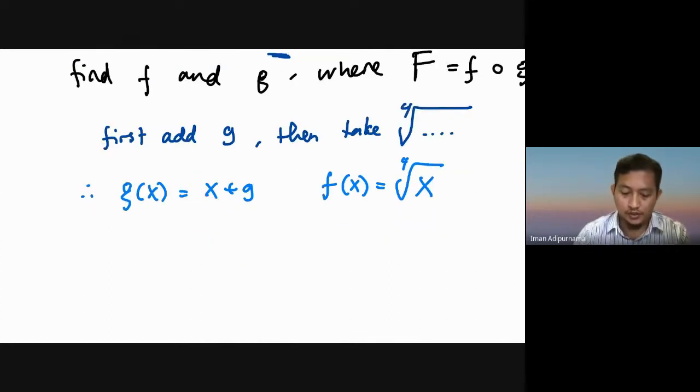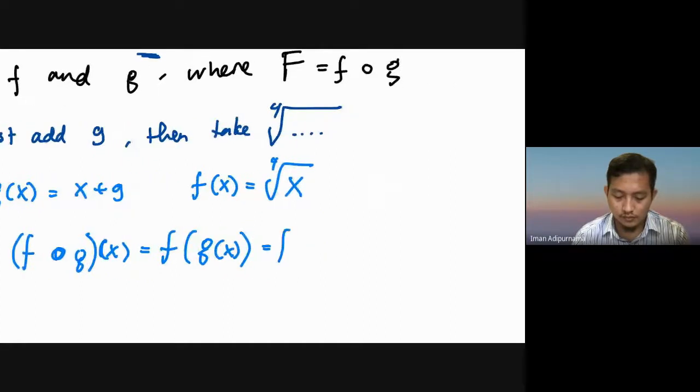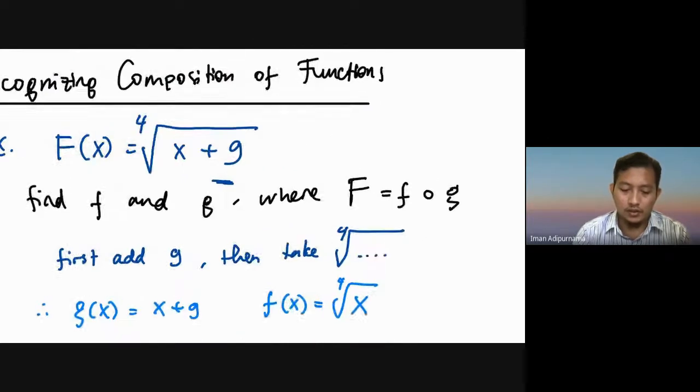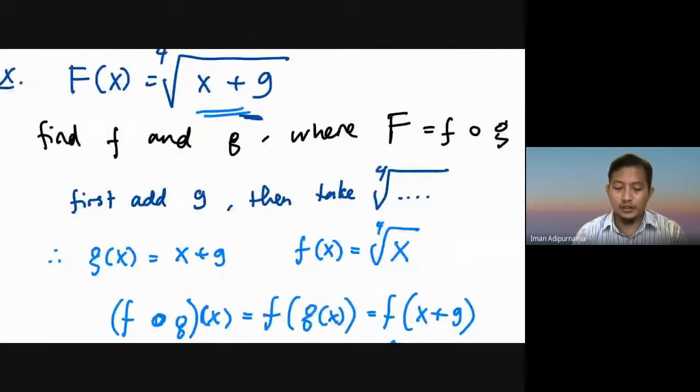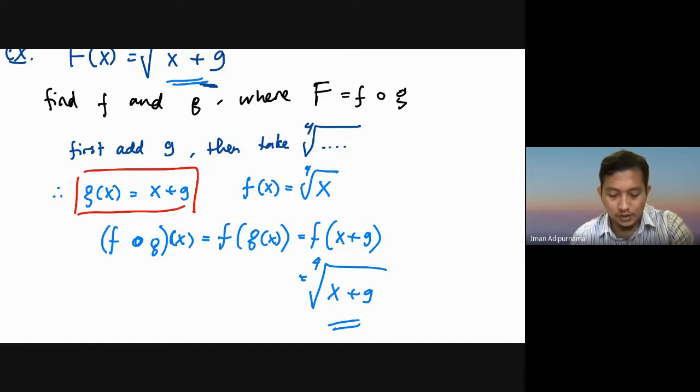And then when we compose from these two functions, this is the result, which is the same function as the beginning. So our answer is g is x plus 9 and f is the fourth root of x.